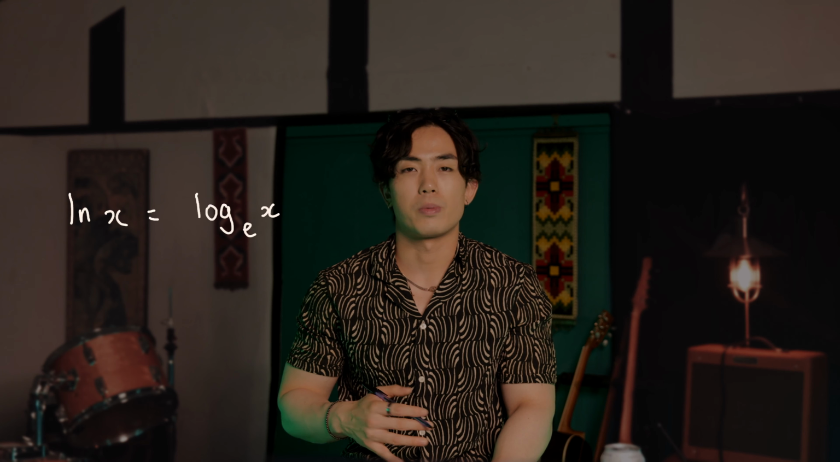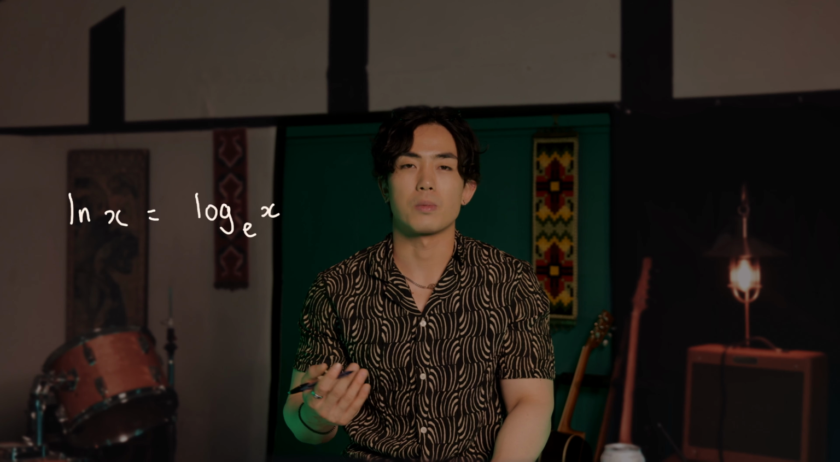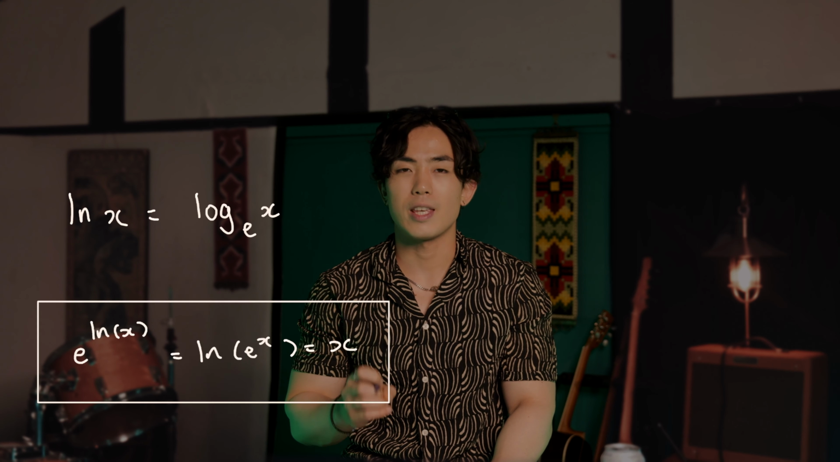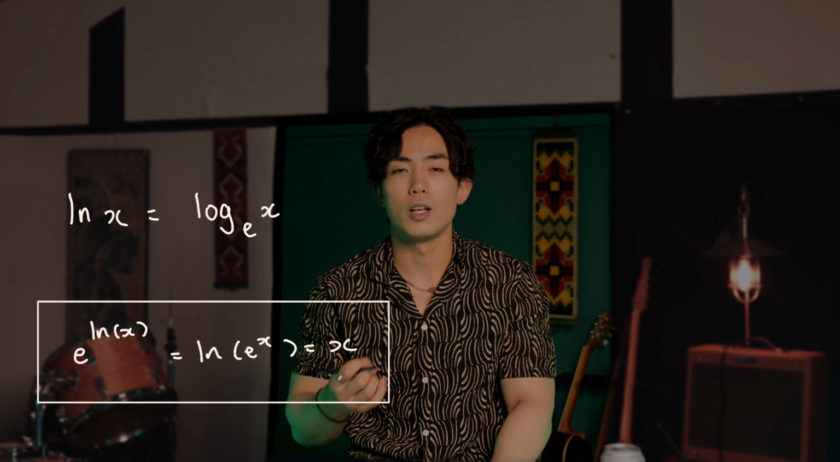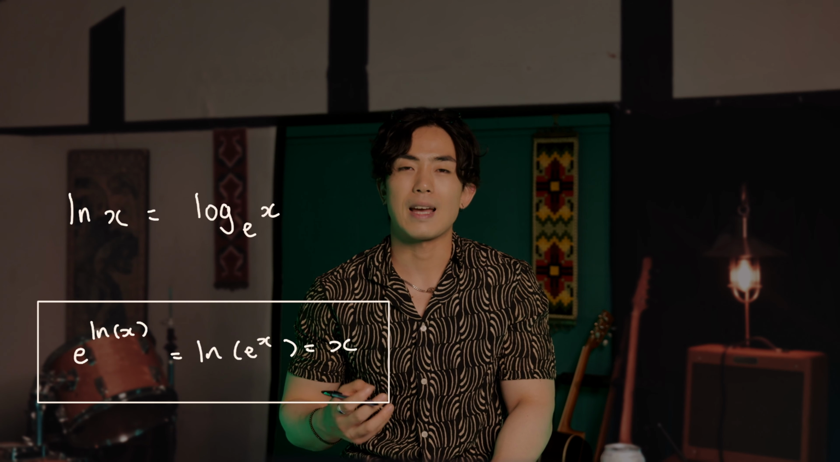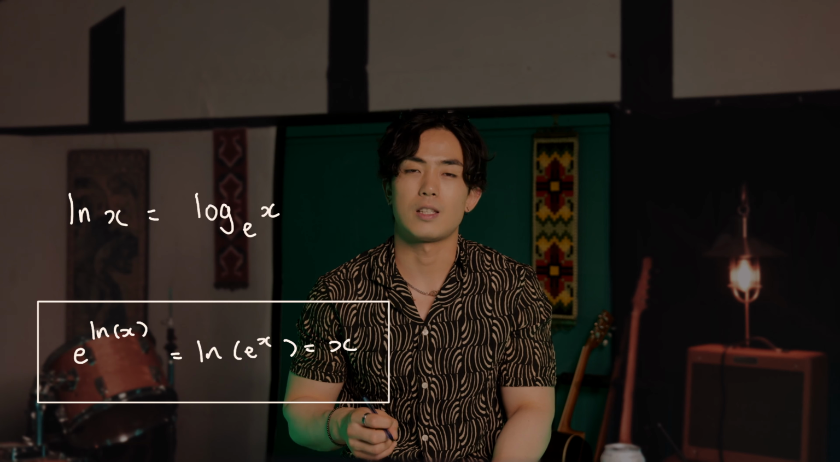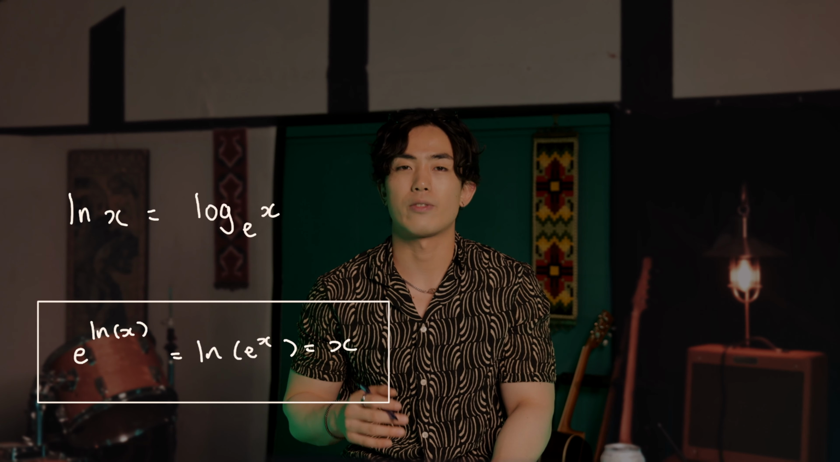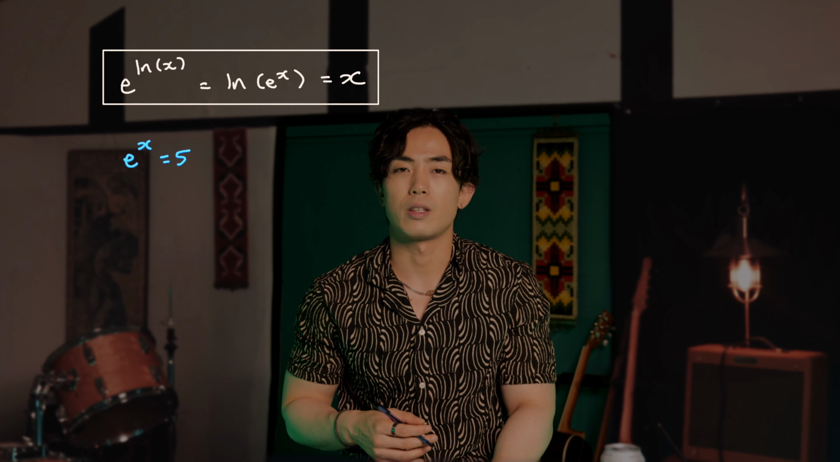Now, these two functions, because they're inverses, they actually cancel out sometimes. And this is when. So if we have e to the power of ln x, or ln, and then inside e to the x, they cancel out to leave just x. Now, this is a very, very important characteristic that you guys have to be aware of. Let's look at this in a question.